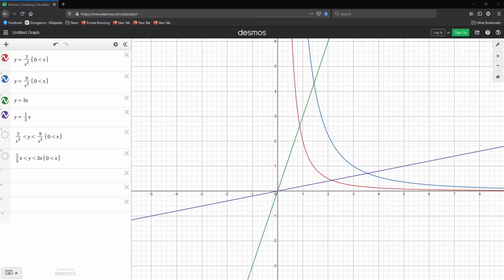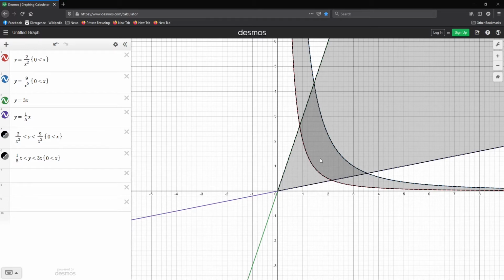This figure is a direct plot from Desmos of these 4 boundary curves, and I've even shaded this region right here. This region is the region between the curves 1/5 x and 3x, and this region is the region between the curves 2 over x squared and 9 over x squared. The dark gray region is the intersection region that we're looking for the area of.